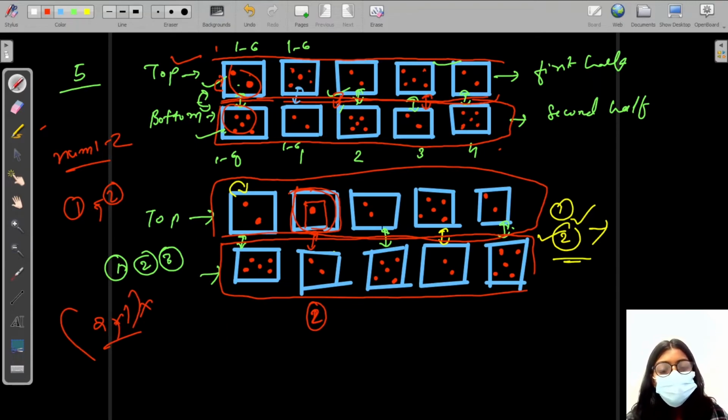Alright? Or if I consider 3 or 5, is it allowed? Because 3 is only in this domino, the third domino. So is it possible to make all these values to be 3?